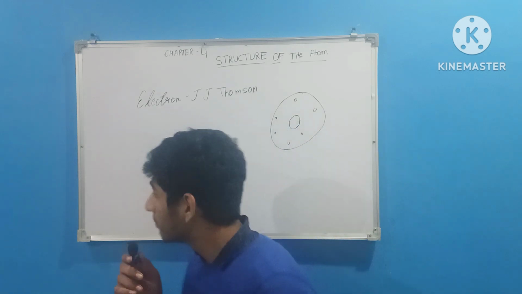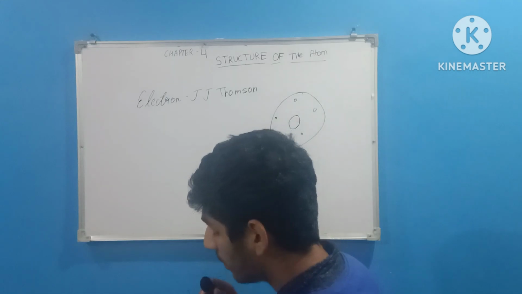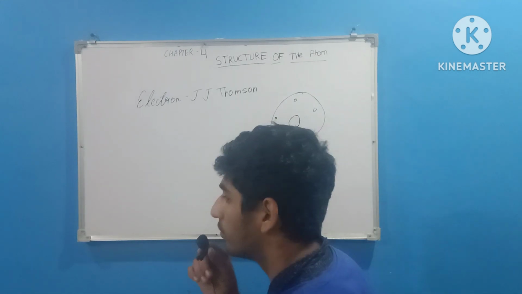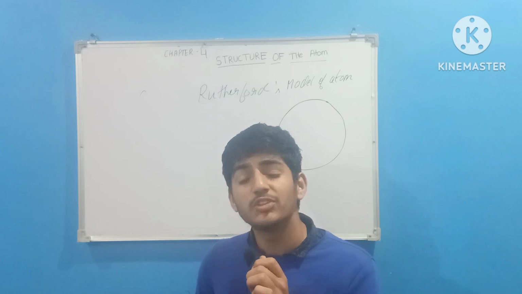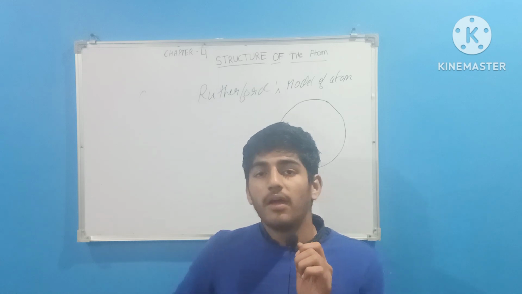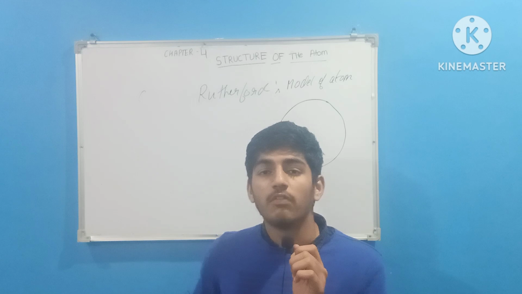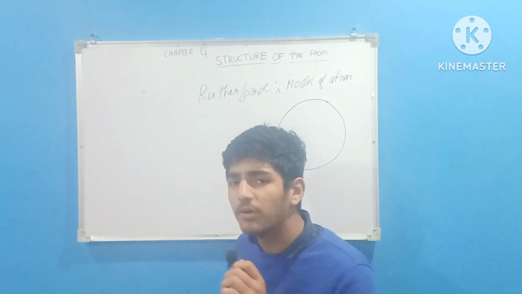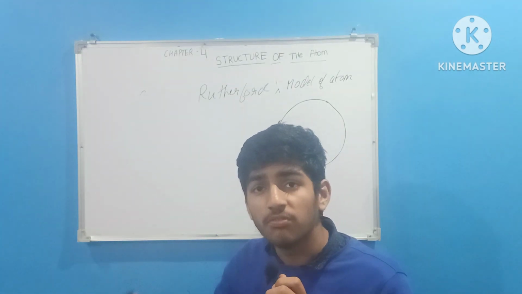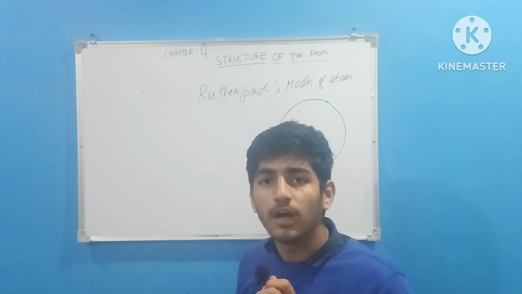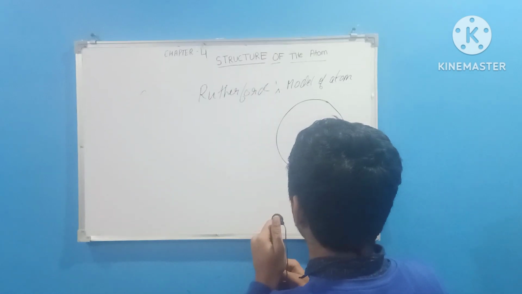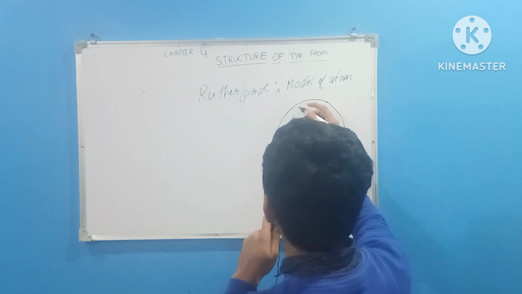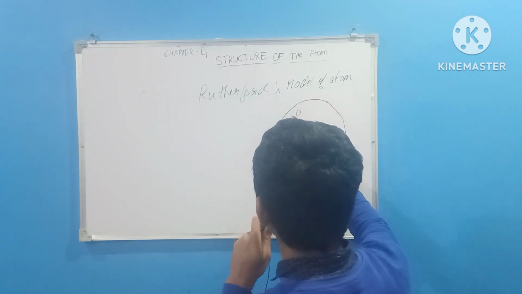Now let's talk about the next scientist, Rutherford. The nucleus of atom is positive charge and the mass of atom is present in the center of the atom. And he also said that electrons revolve around the nucleus. And we will also do the limitations of these scientists. So these are the electrons.